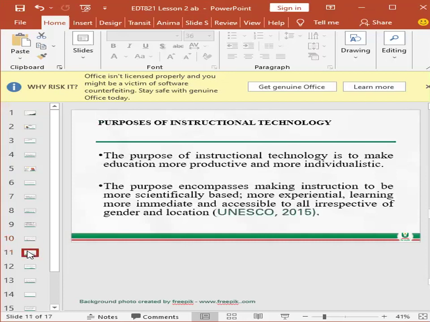Okay. Purposes of instructional technology. The purpose of instructional technology is to make education more productive and more individualistic, to individualize learning. That's the purpose of instructional technology. You package everything, make use of theories, find ideas, you package instruction.